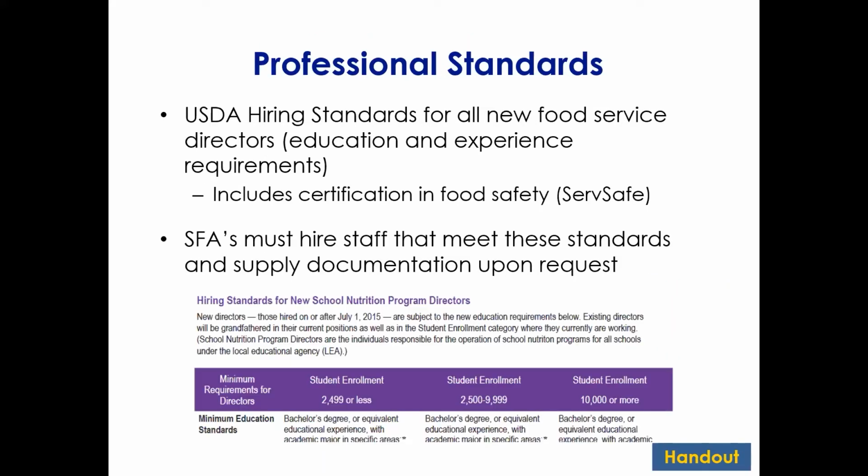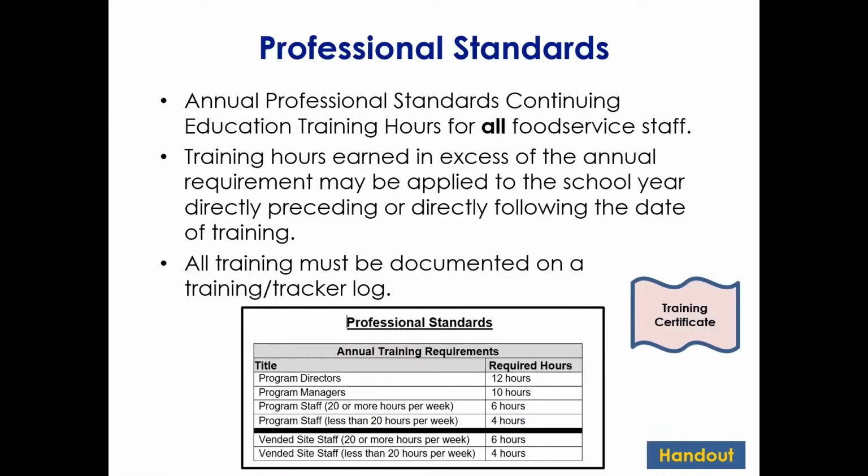A couple of things on this handout are really important to pay attention to. Training hours earned in excess of the annual requirement may be applied to the school year directly preceding or directly following the date of training. And we've seen a lot of situations over the last couple of years where people, because of the pandemic, were not able to get the amount of training they needed. So they could either take extra hours from the preceding year to make up some of those hours, or, for example, if you did not get the number of training hours you needed in school year 21-22, you can earn extra hours in this school year, and those can be used to make up the difference. So that's kind of helpful.